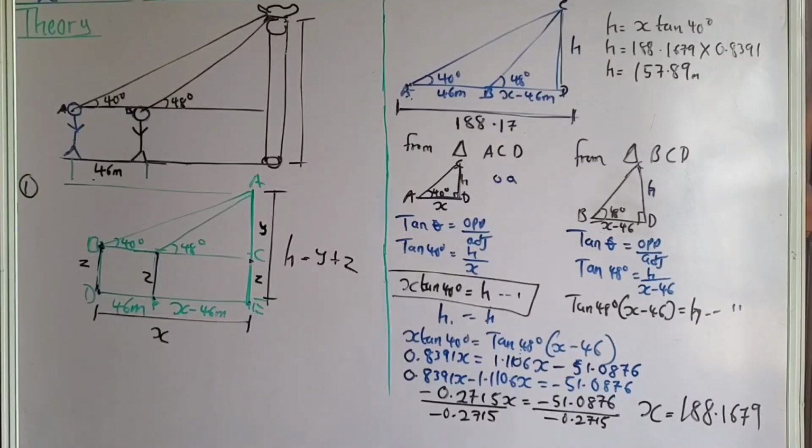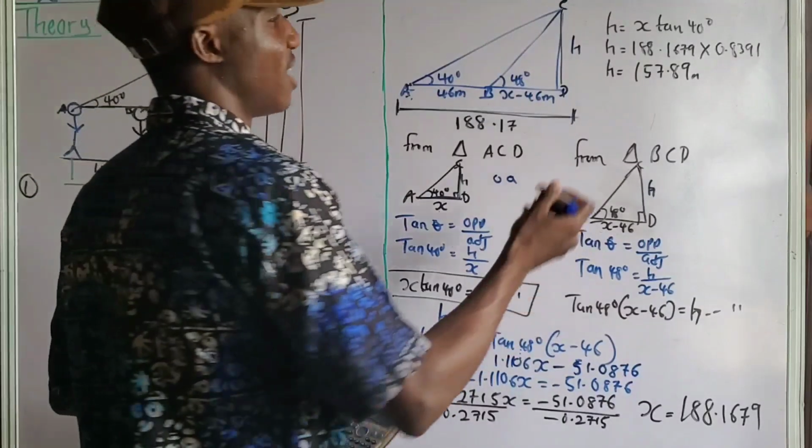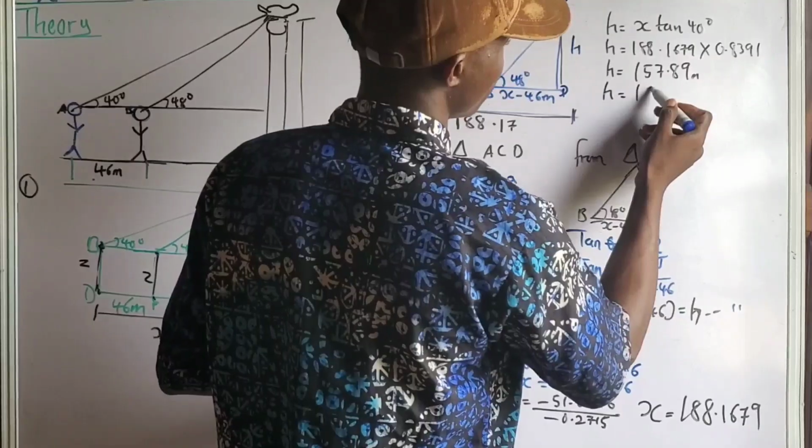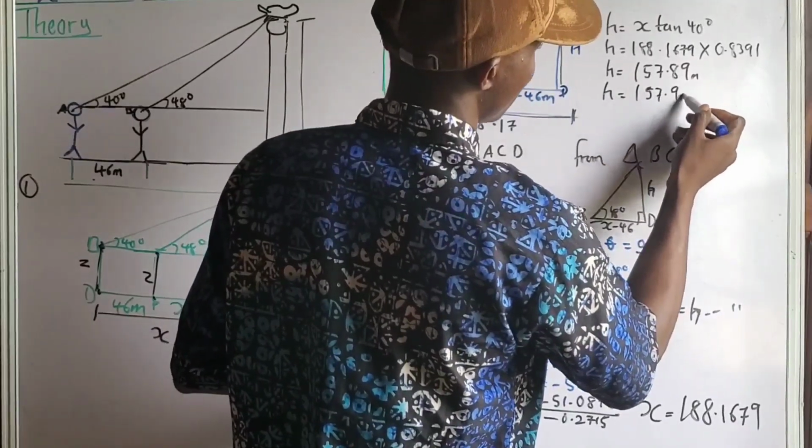Okay, if you didn't understand, just reverse the video and listen to the explanation again. Okay, it's simple. Now, sorry, we are asked to leave our answer to 1 decimal place. So we're going to have height equals 157.9 meters. Do you understand?